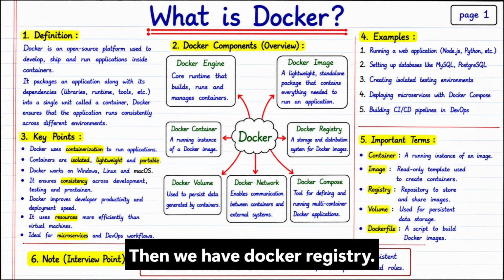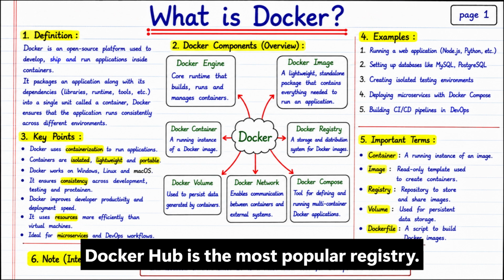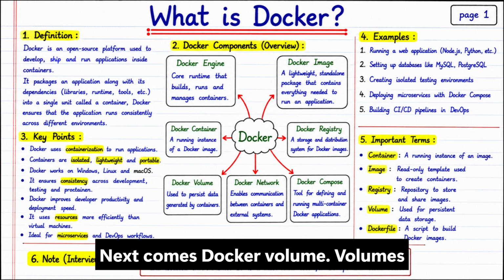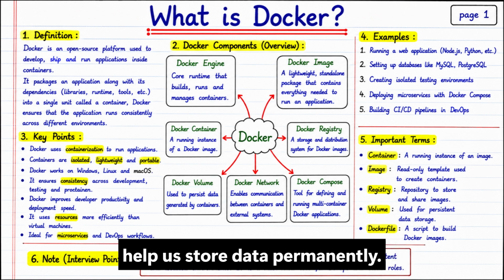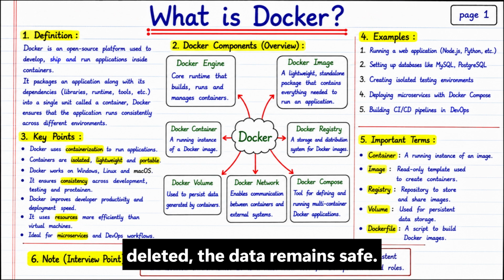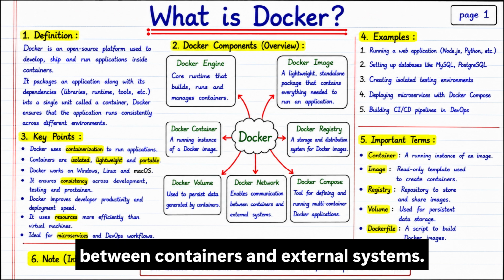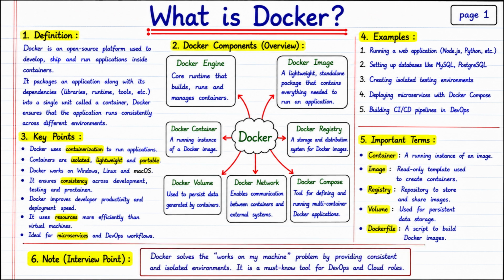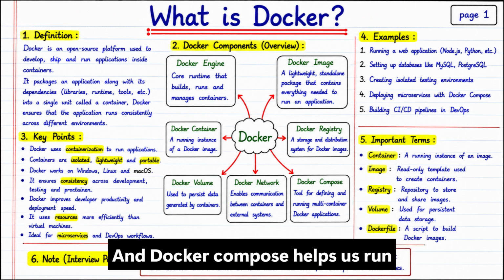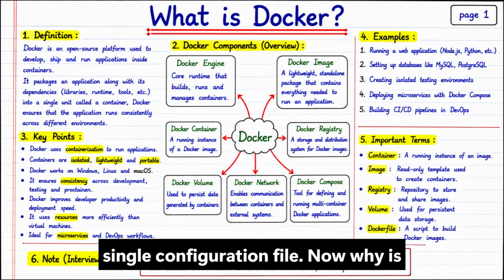Then we have Docker Registry. Registry stores Docker images. Docker Hub is the most popular registry. Next comes Docker Volume. Volumes help us store data permanently. Even if a container is deleted, the data remains safe. Docker Network enables communication between containers and external systems. And Docker Compose helps us run multiple containers together using a single configuration file.